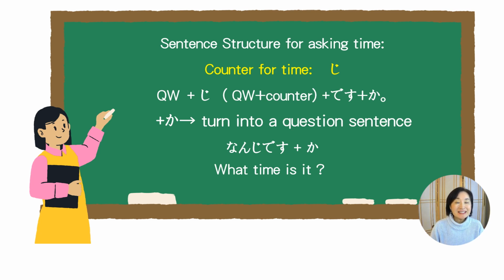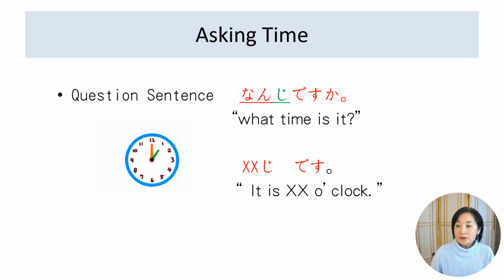Let's start with the counter to tell a time. The counter for time is ji. And you don't have to change the word order of a sentence to form an information question. All you have to do is to use the question word, such as nan, where you need the information. So, nan, the question word, plus the counter ji, desu ka. Nanji desu ka means what time is it? And of course, you need the hiragana ka at the end as a question marker. So, nanji desu ka? Please respond. Tell me the time by looking at this clock.